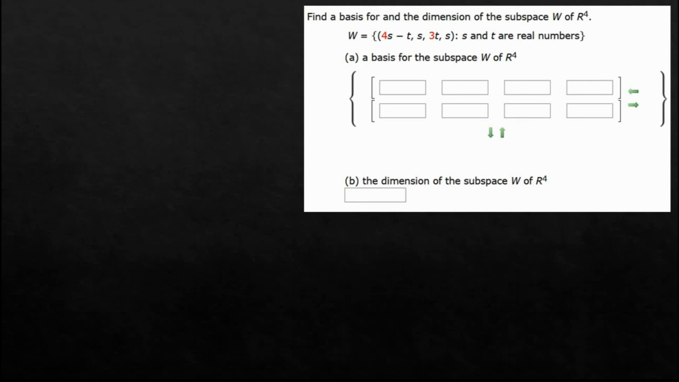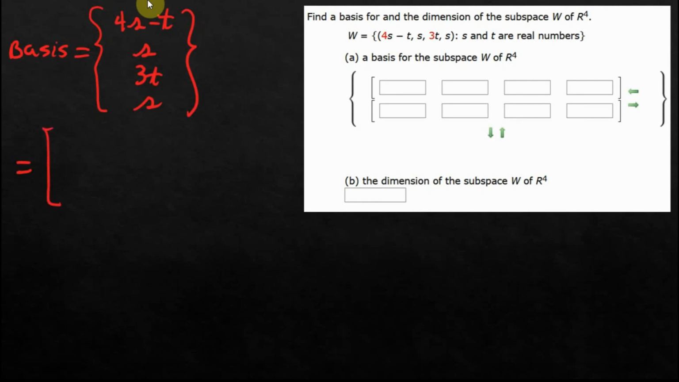So we're going to write that out. This basis looks like exactly what I'm given. So what am I given? For that first term, I'm given 4s minus t. For the next term I'm given s. The third term I'm given 3t. And the fourth term I'm given s. So we write that out. I only have 2 terms operating, s and t.